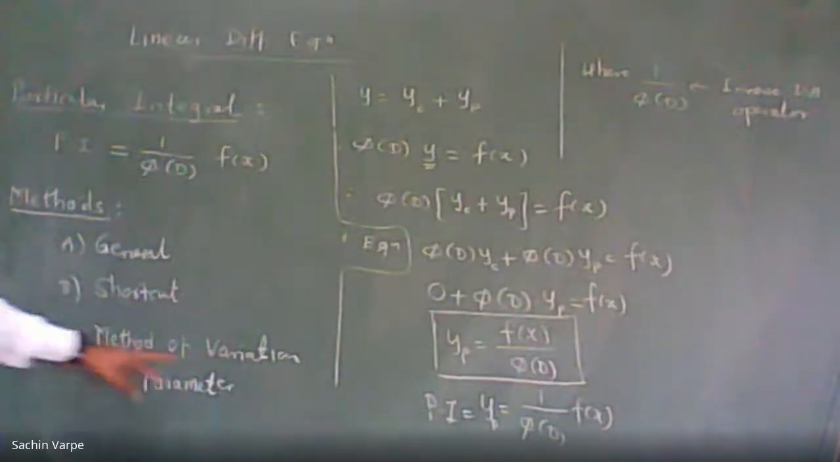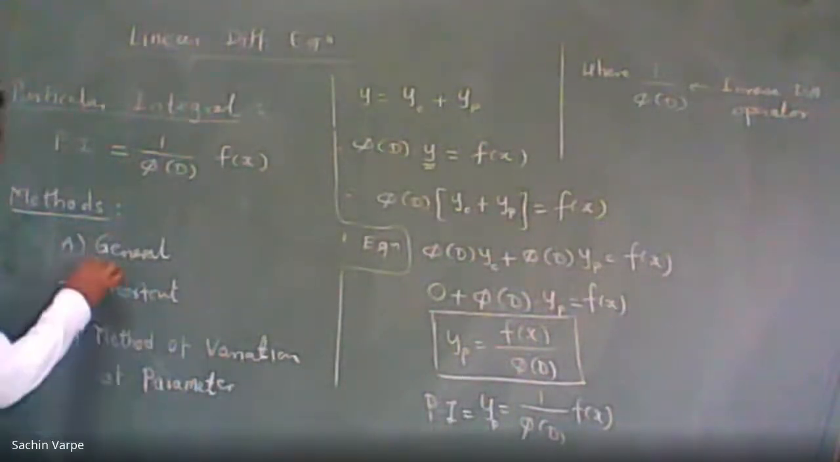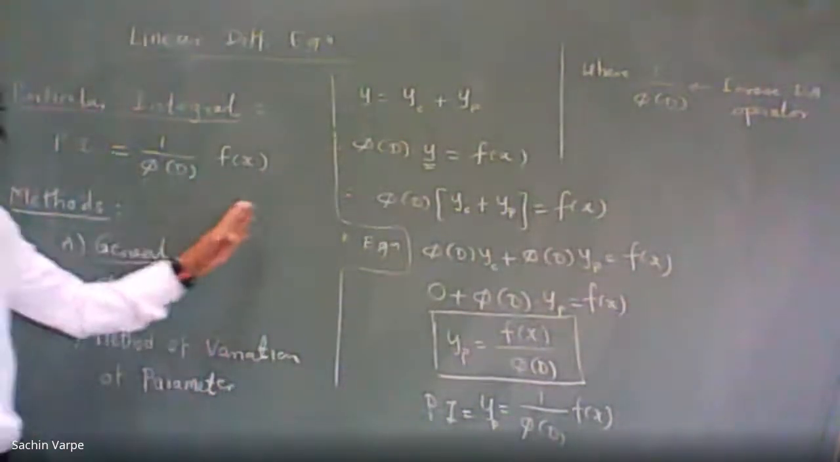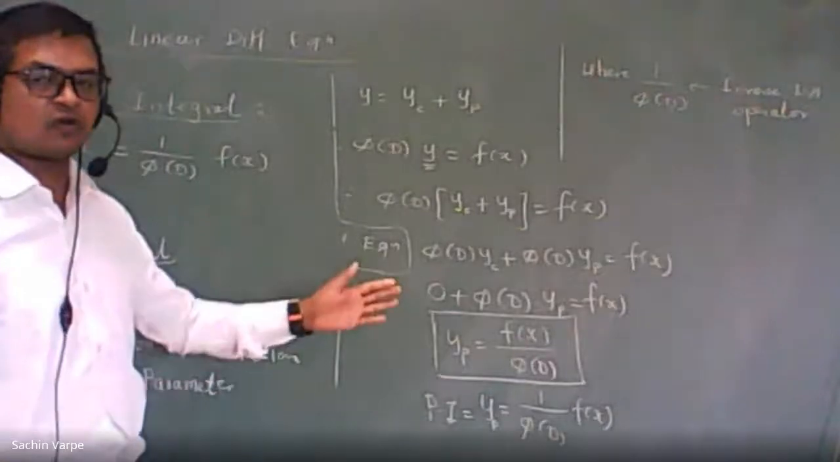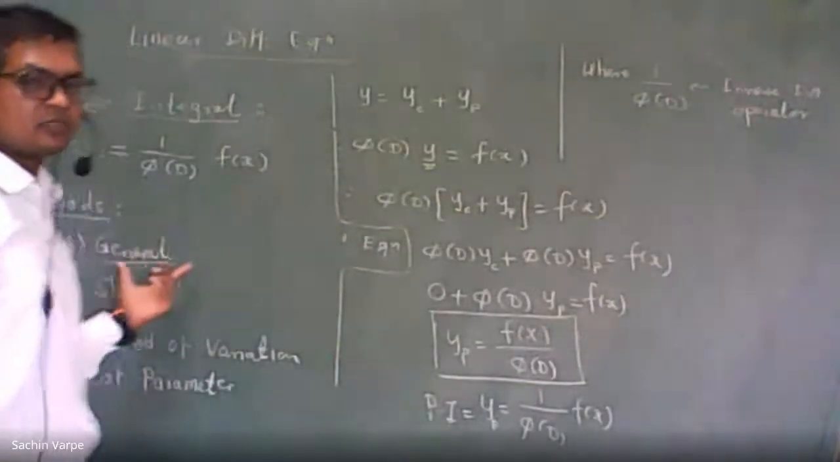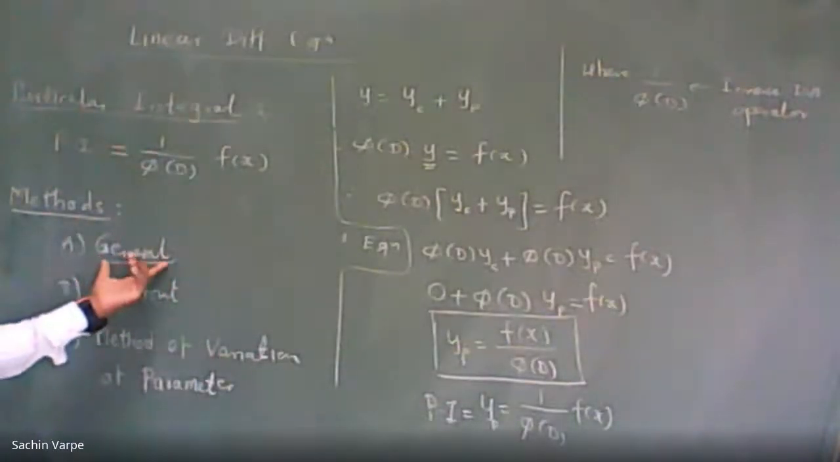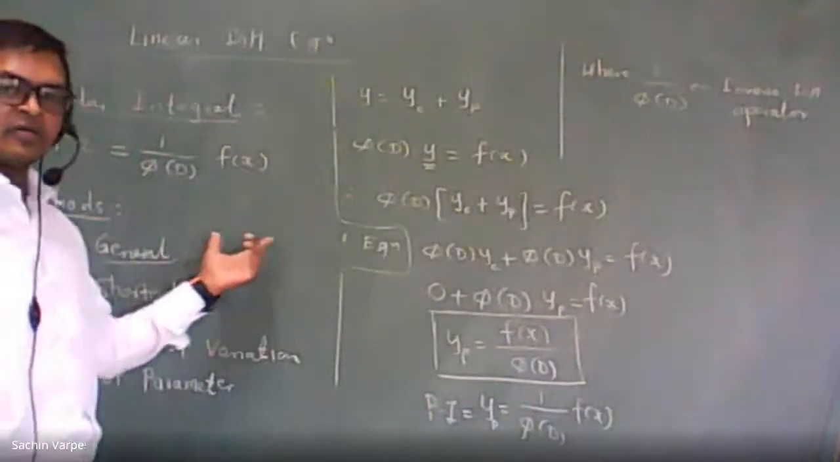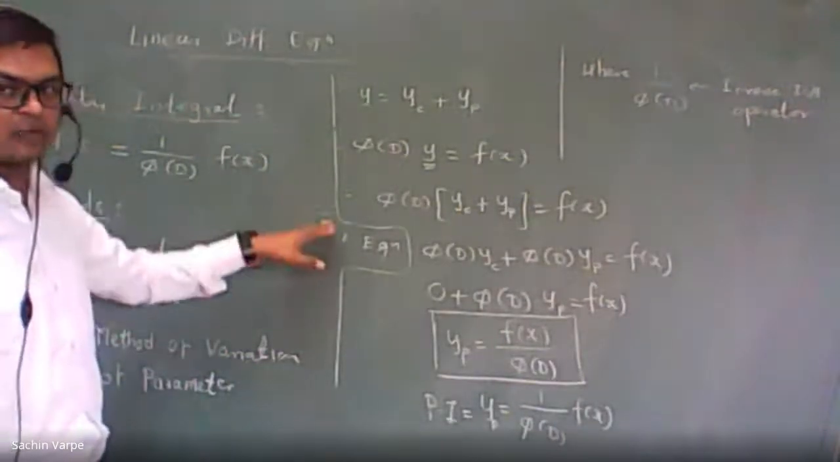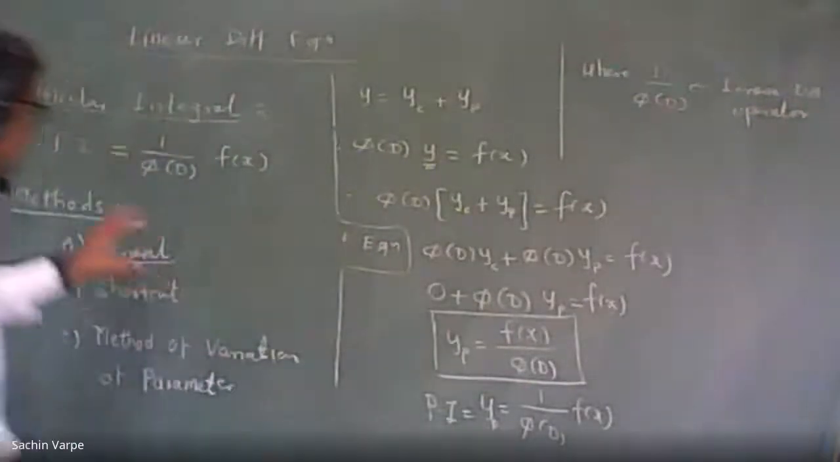General, shortcut, and method of variation of parameter. As the name suggests, the general method is applicable to all examples. Any linear differential equation with constant coefficients, we can get its particular integral by this general method. But as it is applicable to all, it is lengthier, isn't it? Because it is a theoretical, descriptive method. That is why the name is general method.